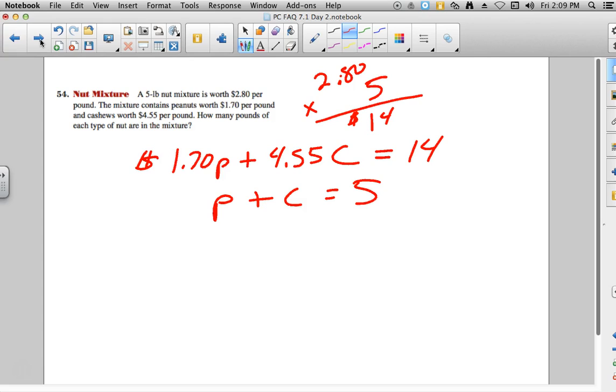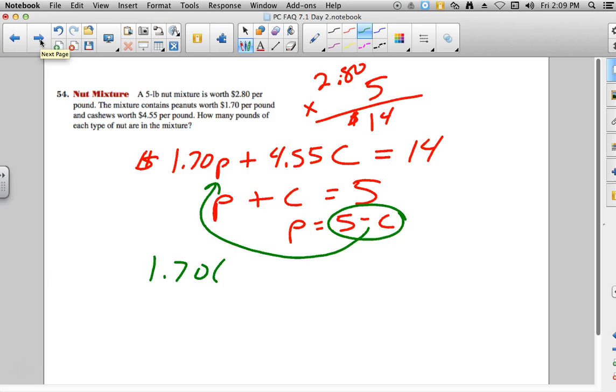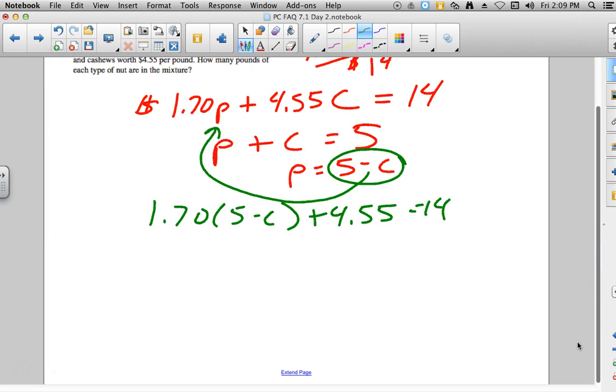So the two labels here, pounds and money, really drive how you're going to set this up. And then at this point, nice and easy substitution here. I would just subtract C from both sides and put this in for P. And do some solving.